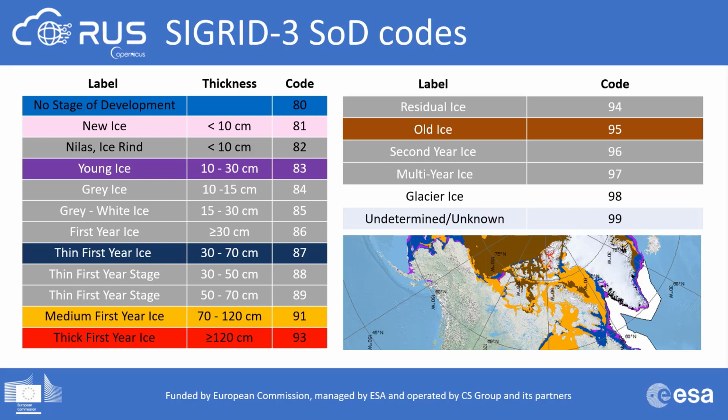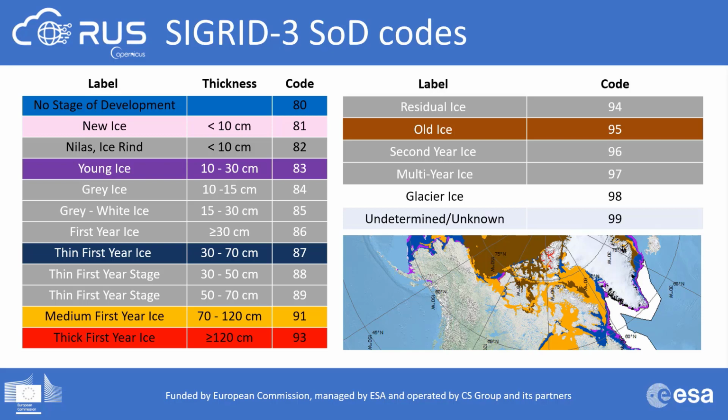Now in the chart, you can see 6 major classes. The first one is new ice, which is the ice that began to grow a few hours or days ago and is between 0 to 10 centimeters in thickness. Then we have young ice, depicted here in purple, which is the transition between the new and first year ice, and it's approximately 10 to 30 centimeters thick.